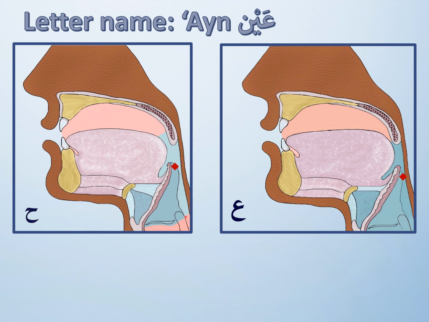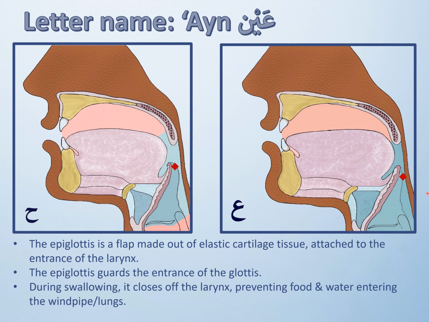So what is the epiglottis? The epiglottis is a flap of tissue. It's a flap made out of elastic cartilage tissue covered with a mucous membrane and is attached to the entrance of the larynx. So it sits at the top of the larynx, at the top of the throat. The epiglottis guards the entrance of the glottis, the opening between the vocal folds, and it points upwards whilst breathing.